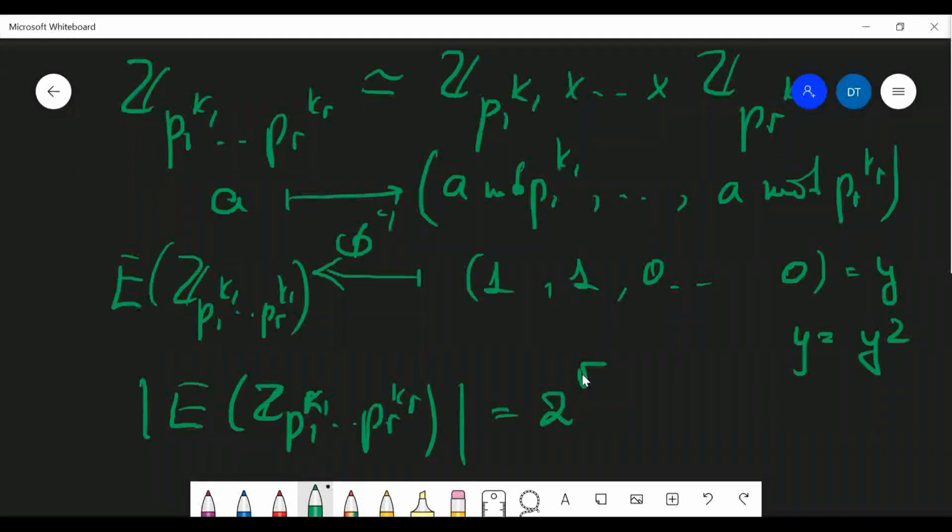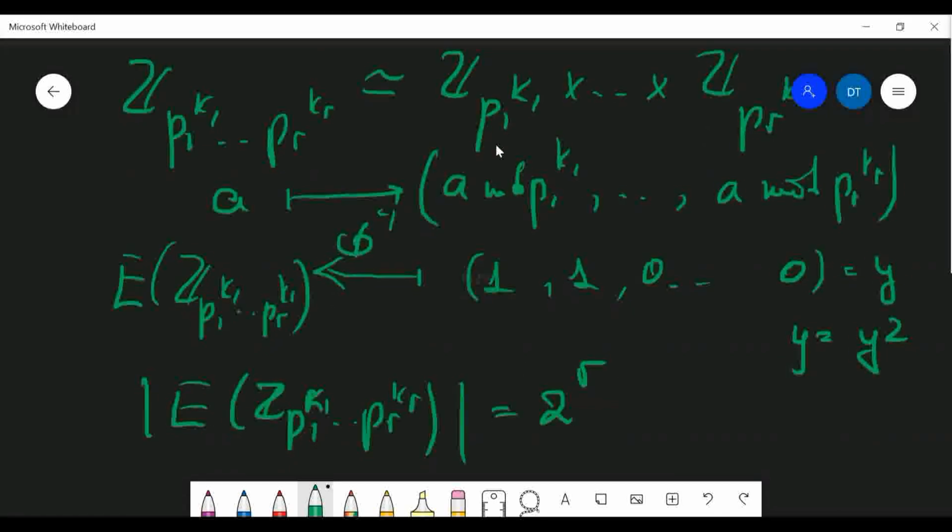Now, is the claim clear? I'm not asking whether it's clear how to prove this, but whether it's clear what I'm stating here, how to get all the idempotents using this rule. Who thinks that it's clear what's written here? Okay, then another question. Could you repeat the algorithm again?